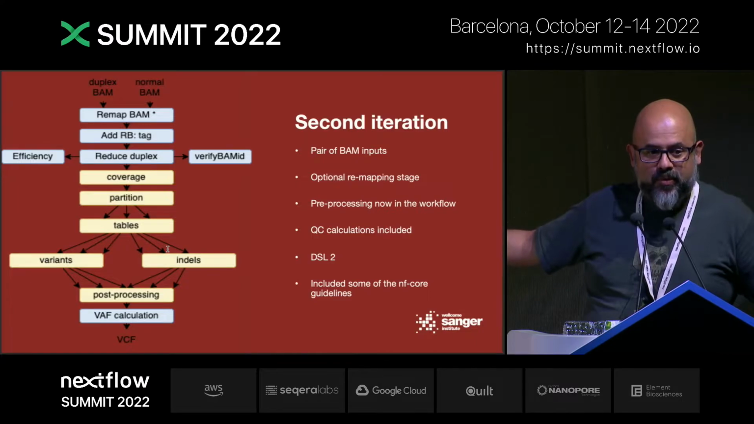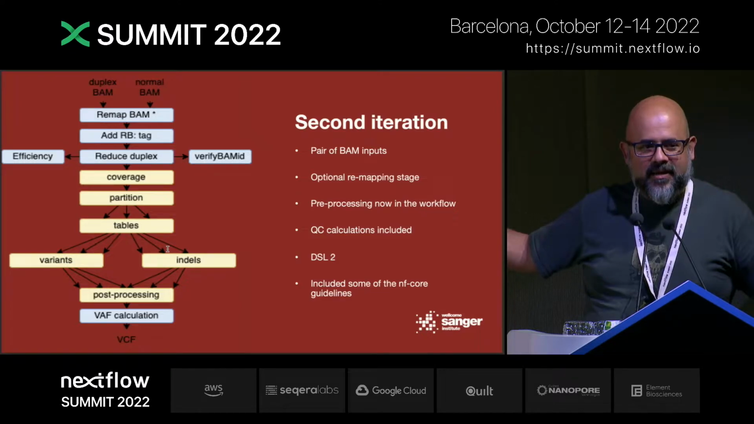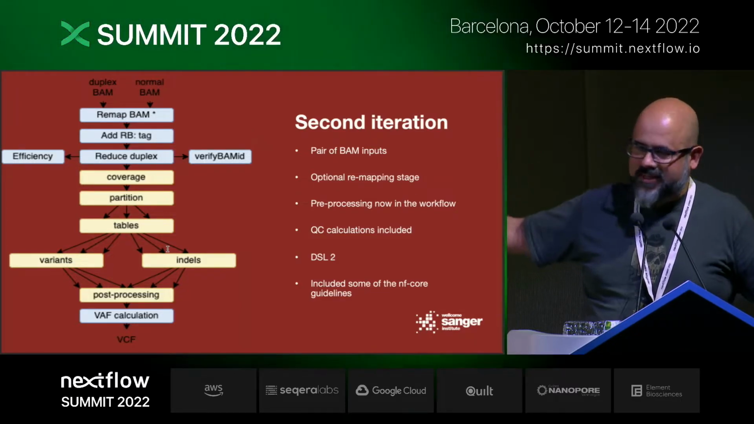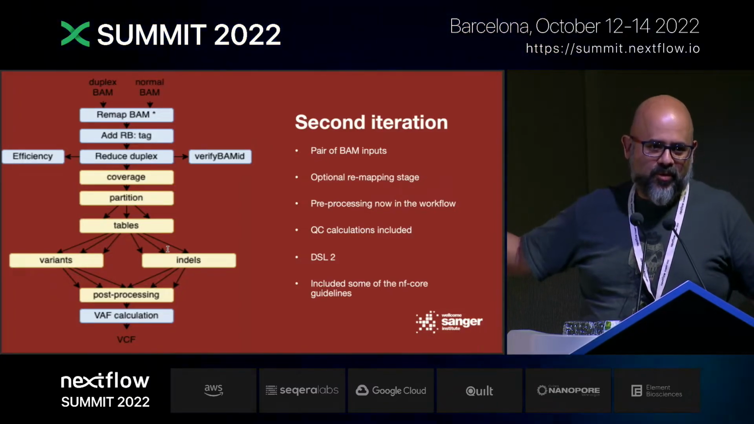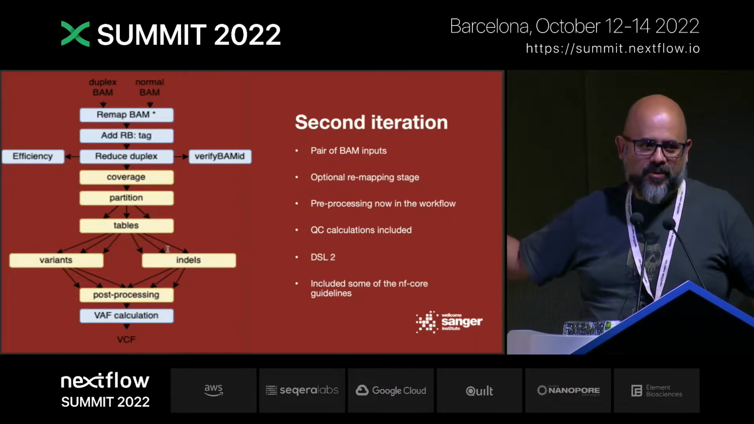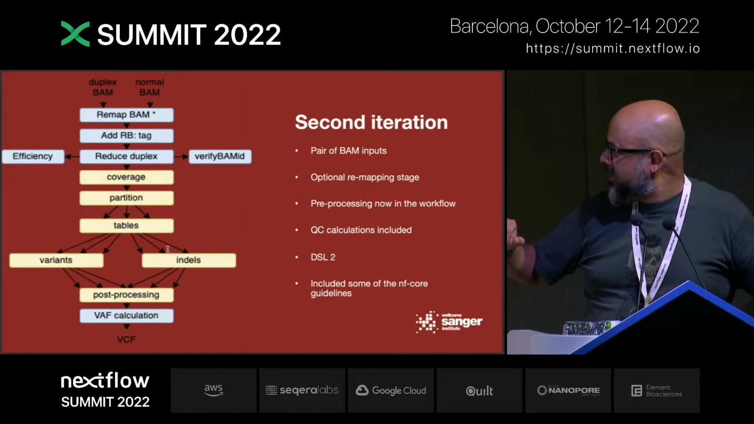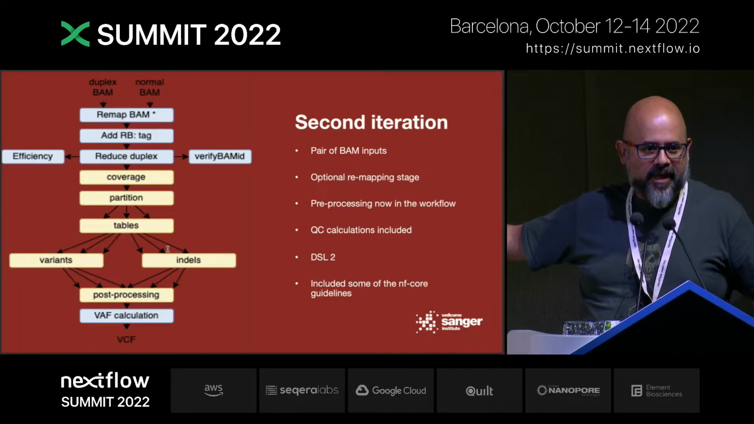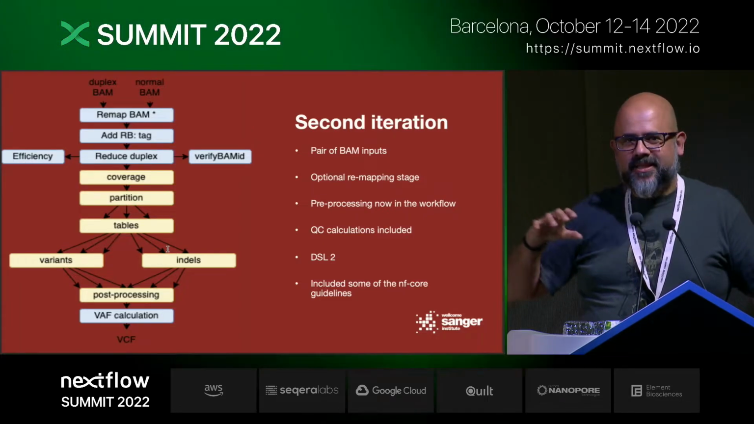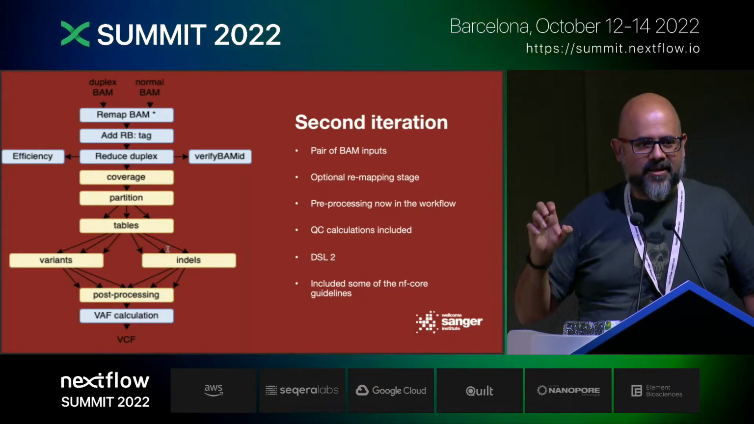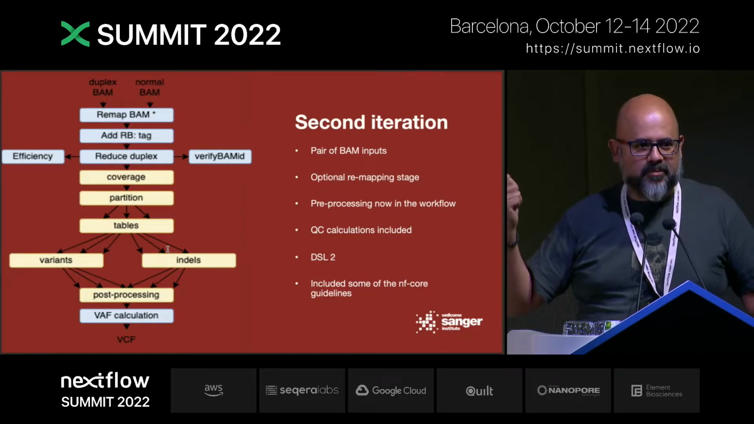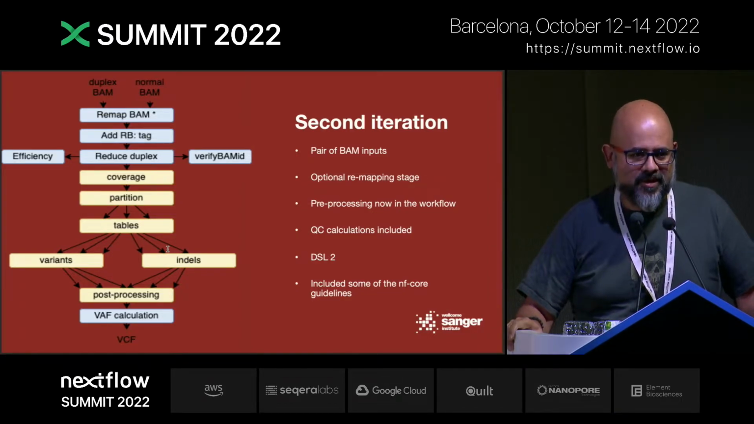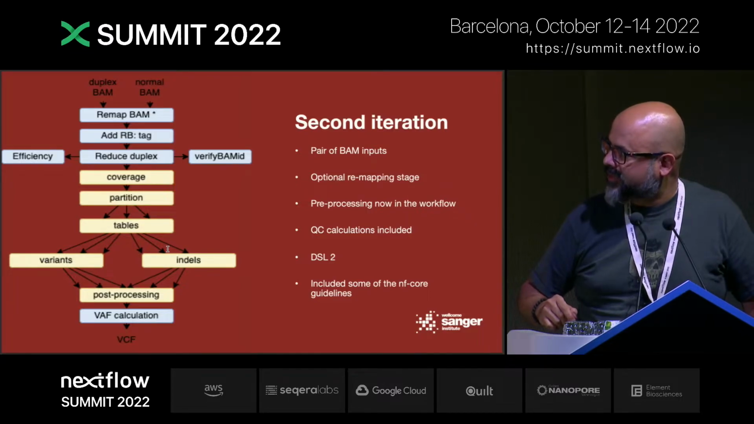I also migrated to DSL2, and after having done that, I tell people in our group that they should probably start directly with DSL2, because I found it not so straightforward to migrate my pipeline from one to the other. I also stumbled upon nf-core, and although I didn't take the entire template, I liked some of the ideas and incorporated them into this pipeline. Especially, I liked the metamap. I thought it was a very good idea, so I put the metamap into this.